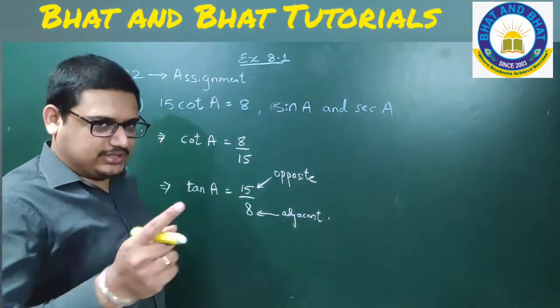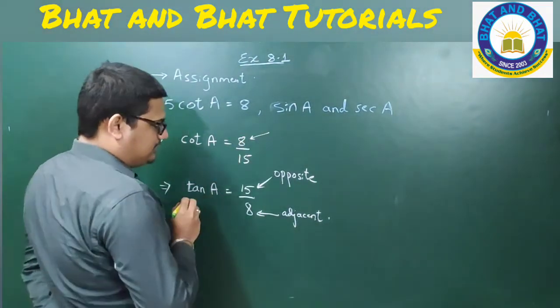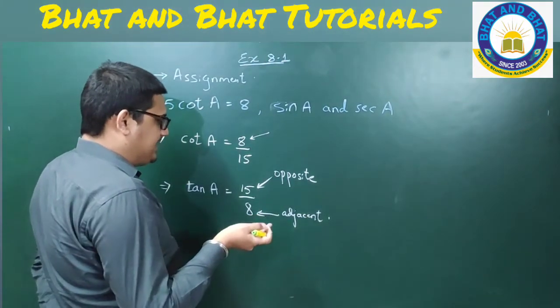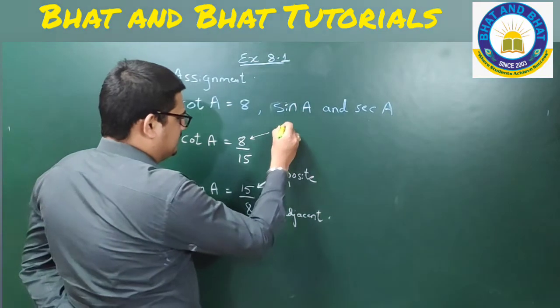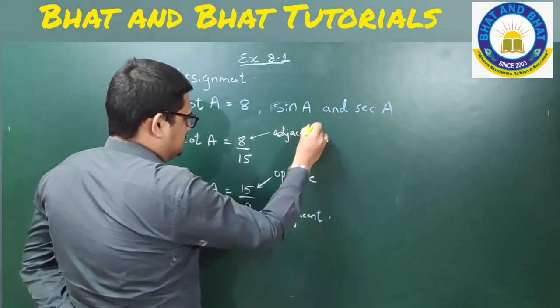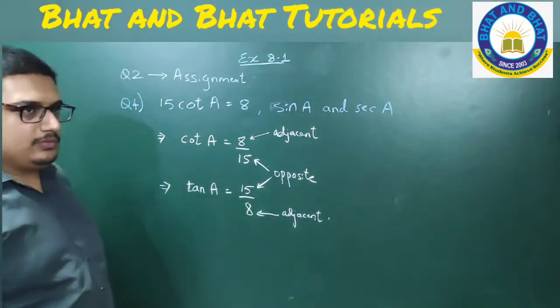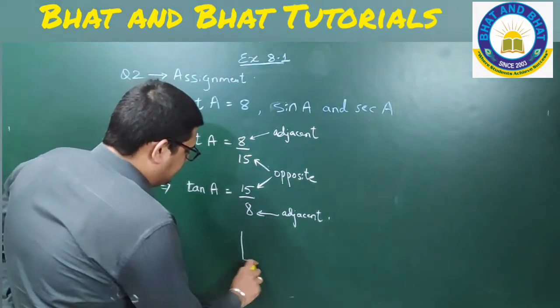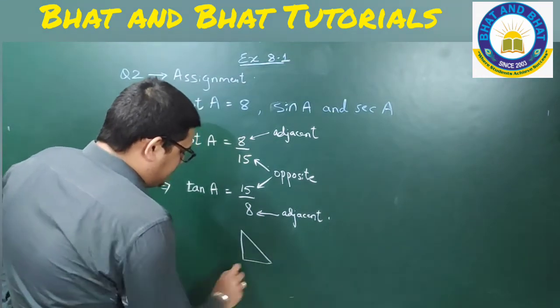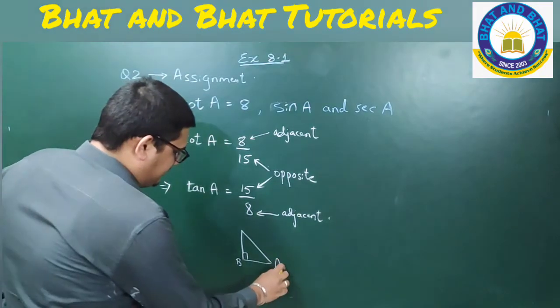If you are well versed with the definition, you can say that cot A is nothing but adjacent to angle A divided by opposite side to angle A. So I can say that this is adjacent and this is the opposite. Therefore, now I can frame my triangle. So how do I frame my triangle? Let me take B as the right angle. Let me say this is A.